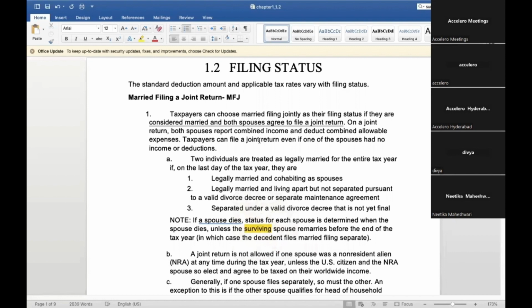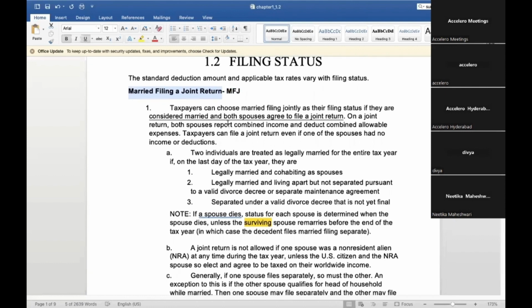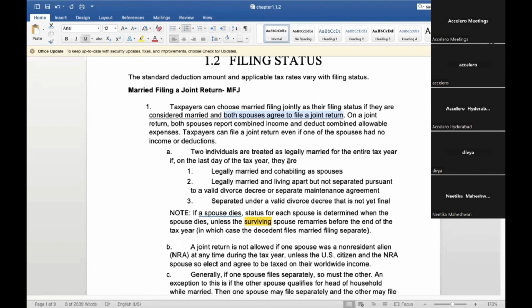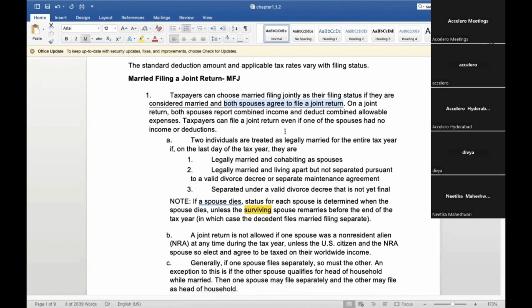So what is the most common one? That's called MFJ, married filing jointly. People who are married can go for this status, and both spouses should agree to file a joint return. If both of them are signing on the return, that means they are agreeing to file a joint return. That's the only condition, that they should be married and they should be agreeing to file a joint return. And there are certain conditions here, we can just go over that.